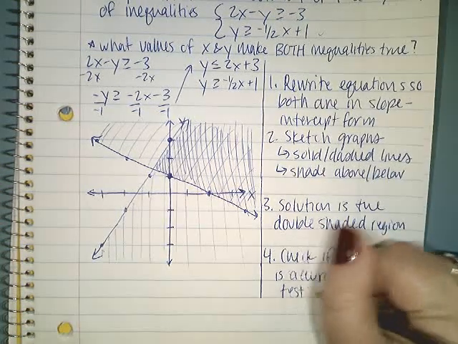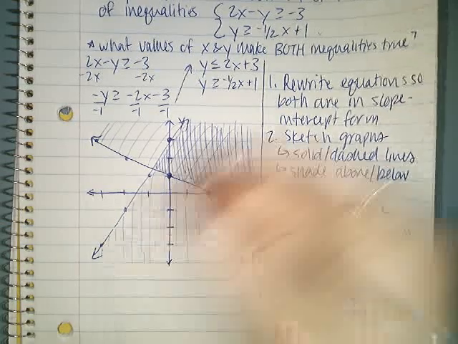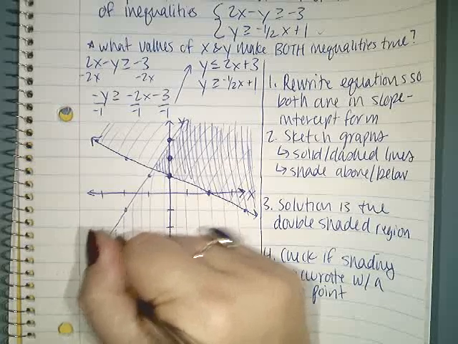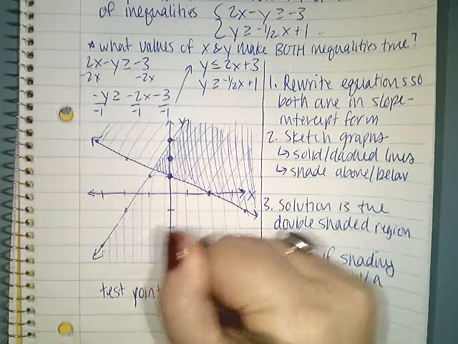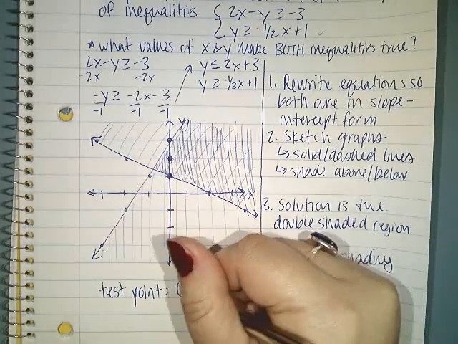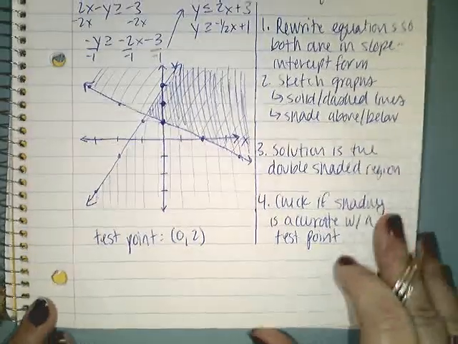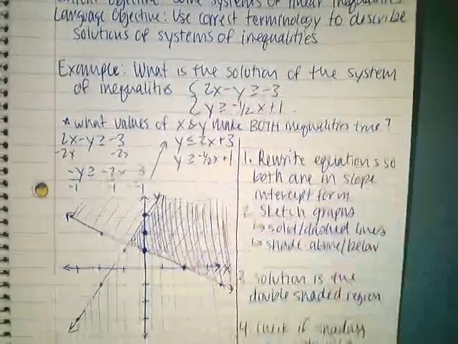With a test point. So I'm going to choose a point from this double shaded region. I'm going to choose this one right here. So I'm going to choose the test point (0, 2). And I'm going to plug it into both my original equations. So both of these original equations.